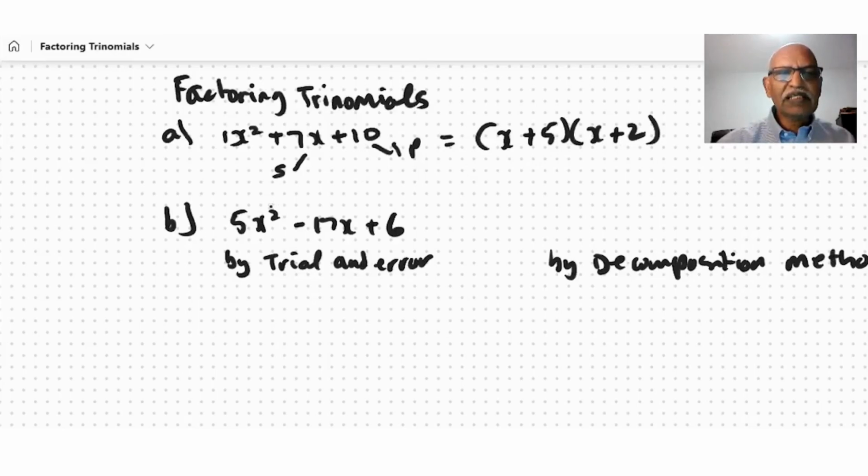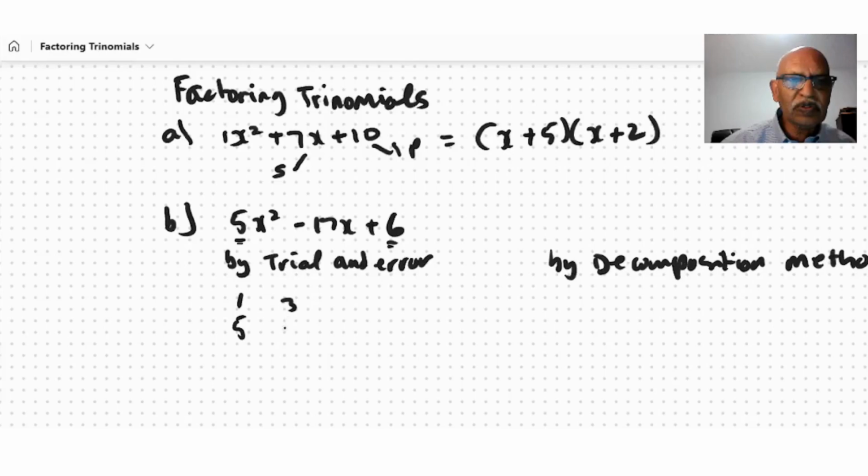But it complicates itself when a is not equal to 1. So there are two ways here, 5x squared minus 17x plus 6. So first by trial and error, which means that I have to find numbers. What times what gives me 5? 1 times 5. And then I say to myself, what times what gives me 6?